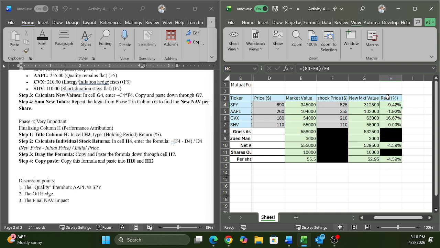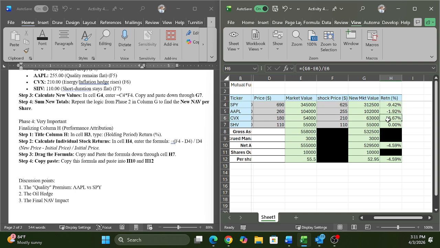So now what we see is SPY dropped by nearly 10%, but the portfolio did not drop by 10%. It only dropped by 5%, which is because of the rise in Chevron, but Chevron was not strong enough. You can see Chevron's contribution was not good enough, and 0% change in SHV. So that is kind of what made our portfolio sort of oil proof. So this is the quality premium of Apple versus SPY. 260 only dropped to 255, a drop of only 1.9%. S&P dropped by 10%. That's huge.